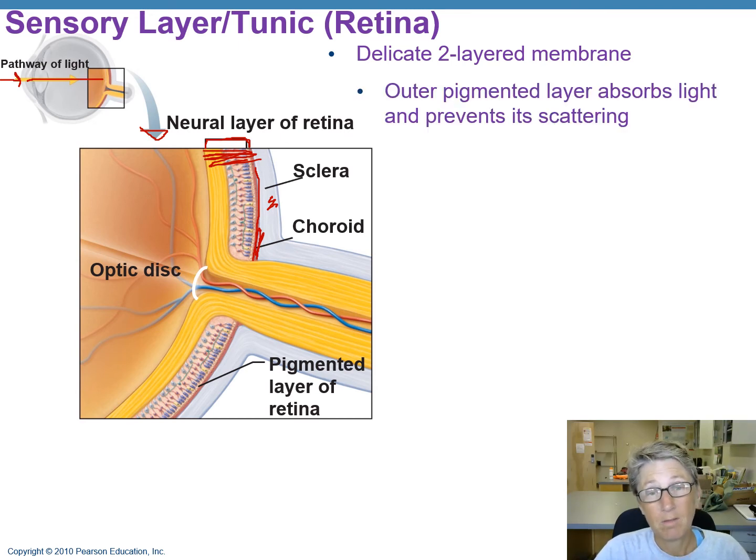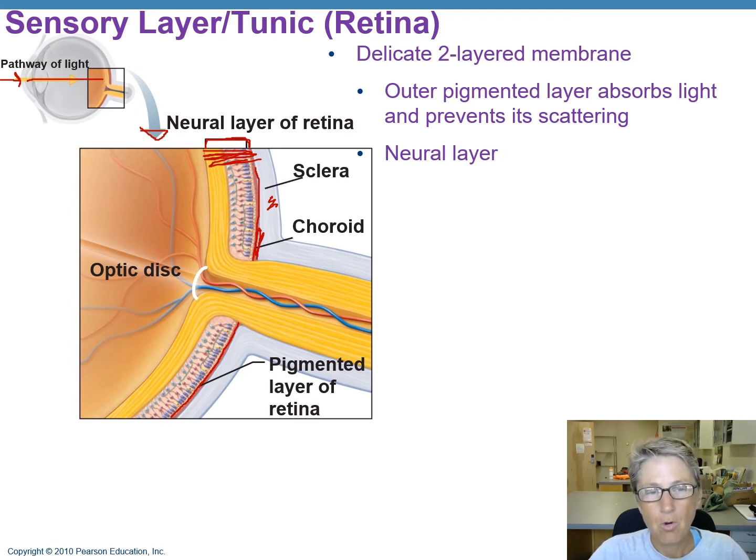So retina is a delicate two-layered membrane. The outer pigmented layer, so this piece right here, just deep to the choroid layer, absorbs light and helps prevent light from scattering so that the light waves aren't sending mixed cues to your photoreceptors.